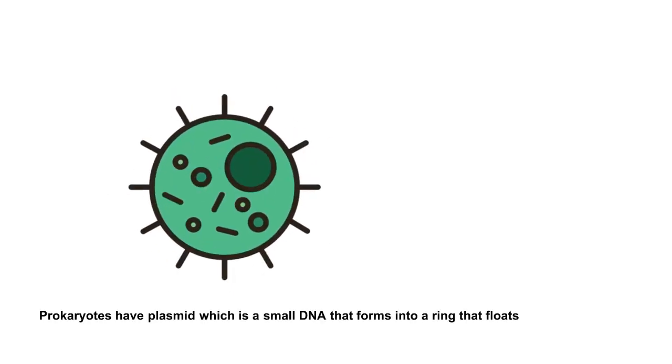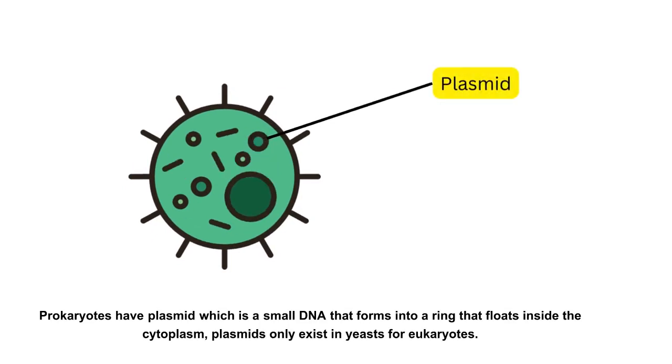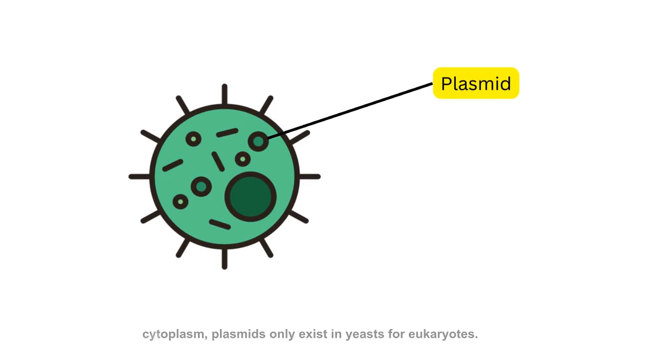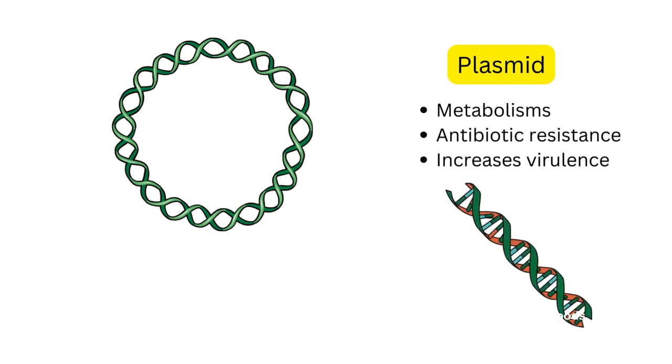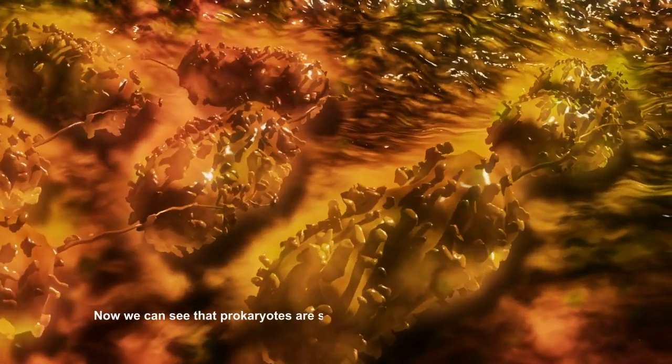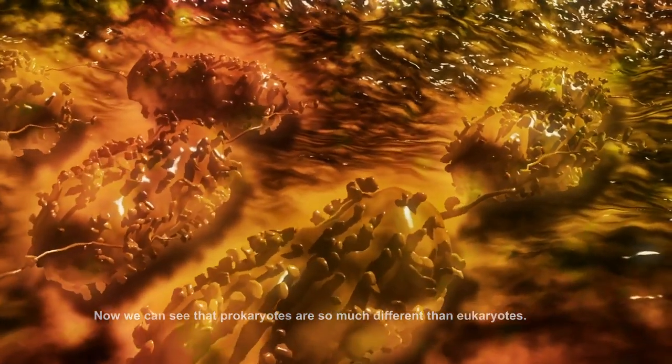Prokaryotes have plasmid, which is a small DNA that forms into a ring that floats inside the cytoplasm. Plasmids only exist in yeasts for eukaryotes. We can think of plasmid as an extra DNA used to create extra tools for breaking down foods more efficiently, or creating defenses such as antibiotic resistance, and for making their diseases more harmful. Now we can see that prokaryotes are so much different than eukaryotes.